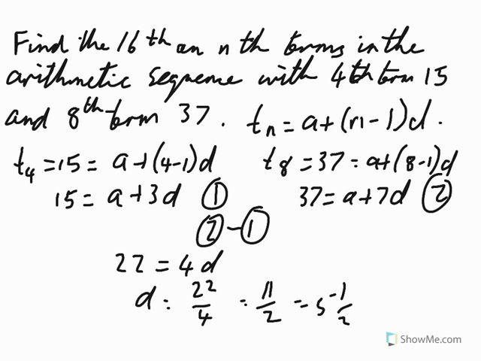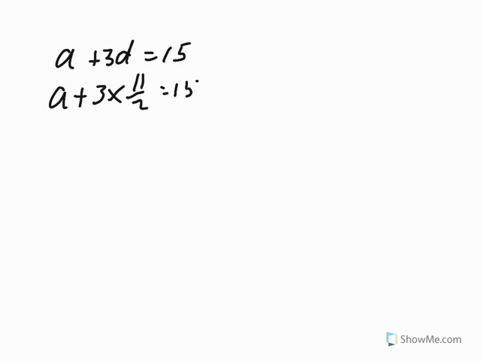So now we need to just substitute that into something else. We can substitute it into, say, term 4, for example. So A plus 3d equals 15. And we've just found what d is, so it's A plus 3 times 11 over 2 equals 15. So 33 over 2 equals 30 over 2. And so A is negative 3 over 2.